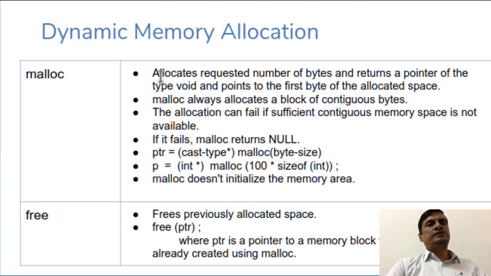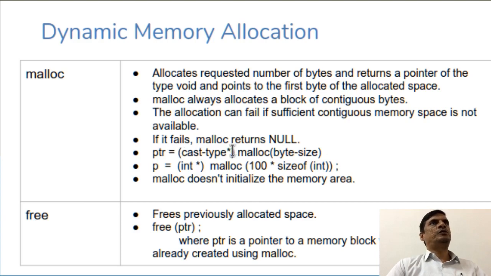What malloc actually does is allocate the requested number of bytes and return a pointer of the type void, but not of the respective data type. I repeat, it allocates the requested number of bytes, returns a pointer of the type void, and points to the first byte of the allocated space. Understand? Because it always returns a void pointer, you need to definitely cast it.